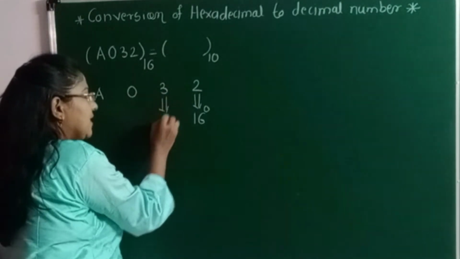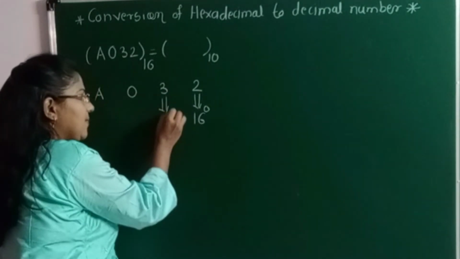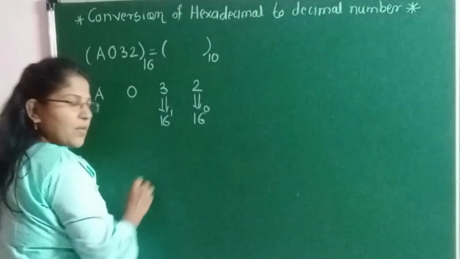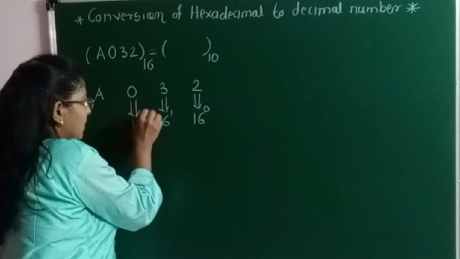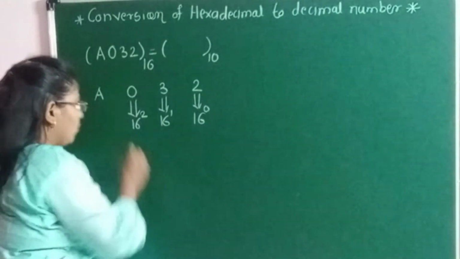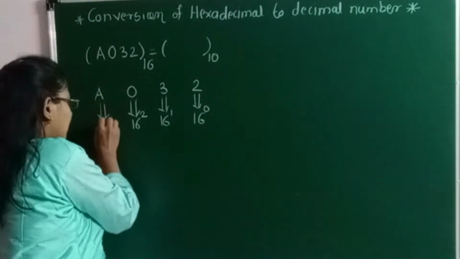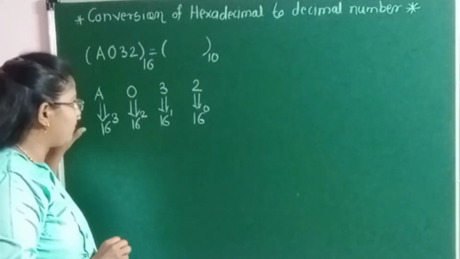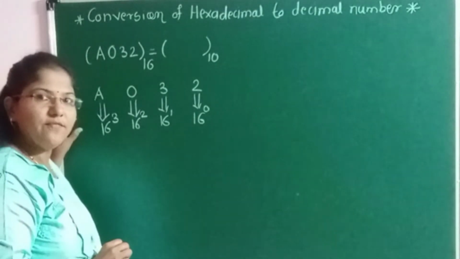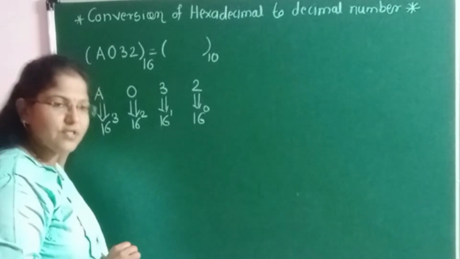Then the power will increment by 1, so it will become 16 raised to 1. Again the power will increment by 1 and now the value will become 16 raised to 2. And for A, the weighted value will be 16 raised to 3. So this is the first main step in which we have written the weighted values of the hexadecimal number system.